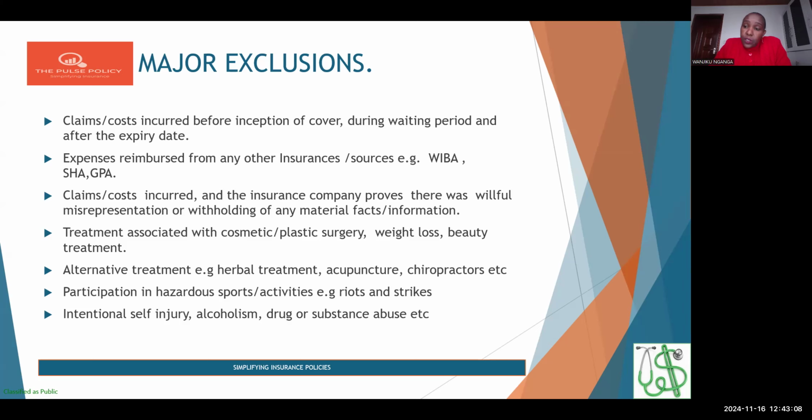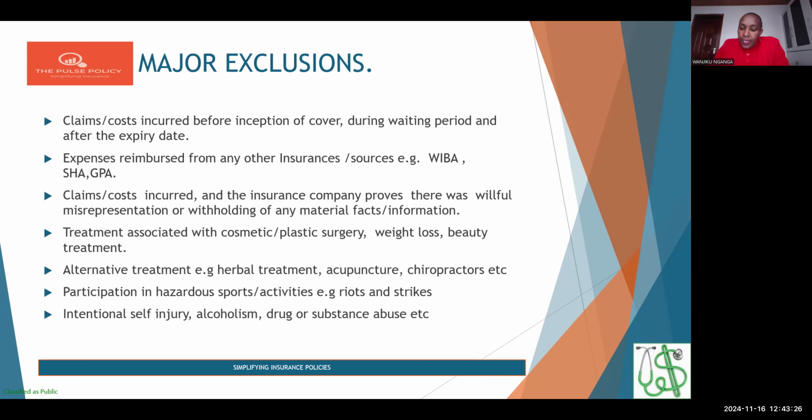Intentional self-injury is not covered. Alcoholism is not covered. Drugs and substance abuse is not covered in most of the insurance covers. So again, it depends on where you purchase your cover, but these are mostly exclusions in most covers.